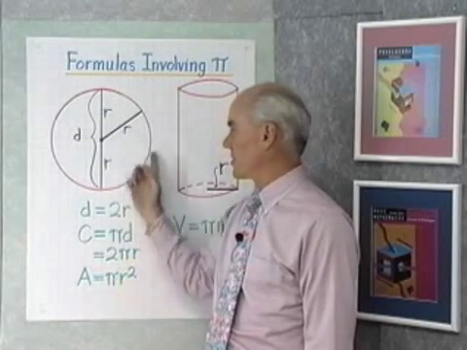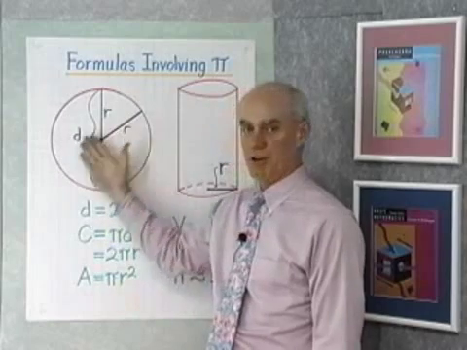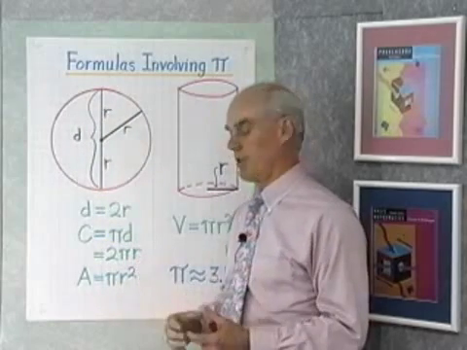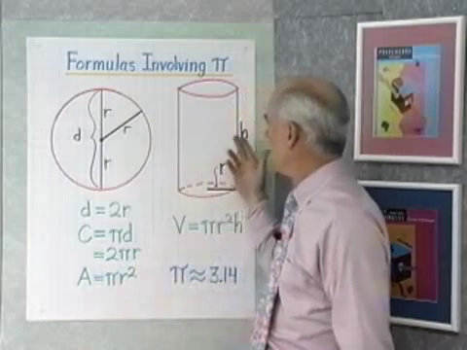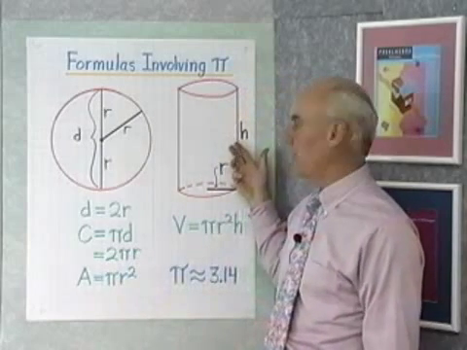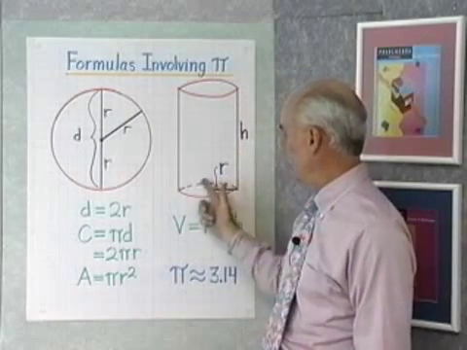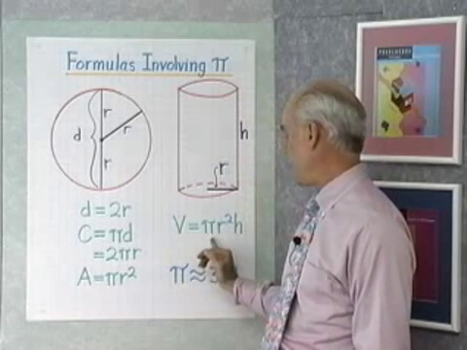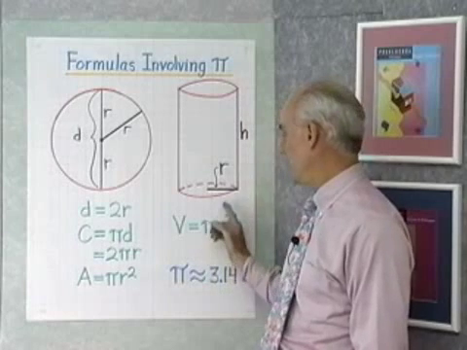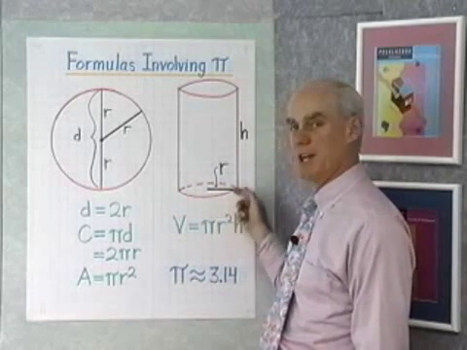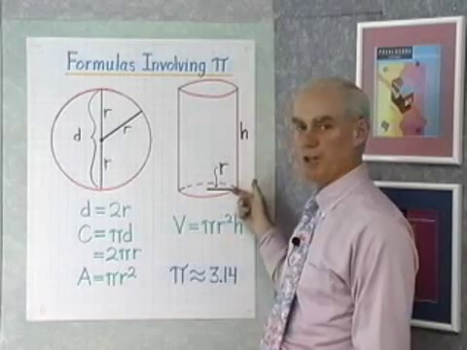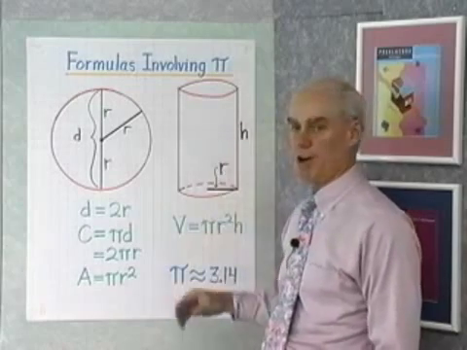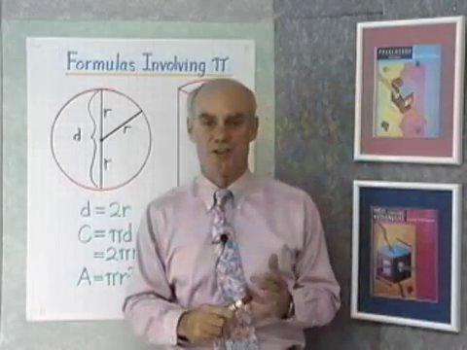The circumference is the distance around the outside of the circle, and the area, of course, is the amount of area it takes to cover the circle up. This is a right circular cylinder right here. It has a height of h, and the base is a circle with a radius of r. The volume of this is pi times r squared times h. So it's like the area of the base moved through h units of height right here, and that gives us the volume of this, or the capacity that that cylinder holds.